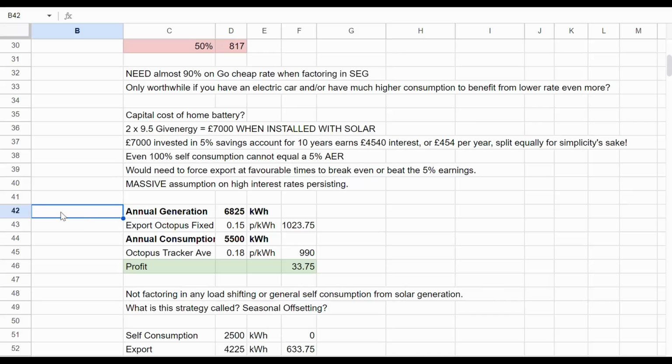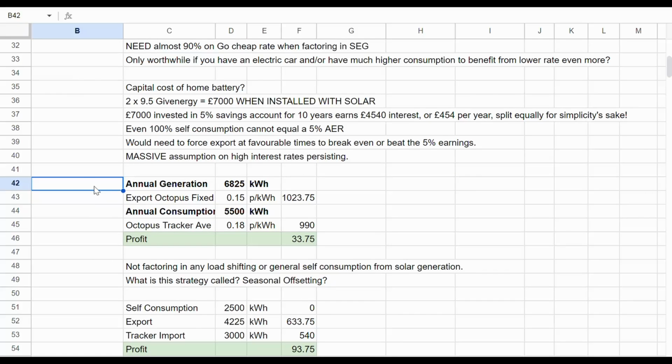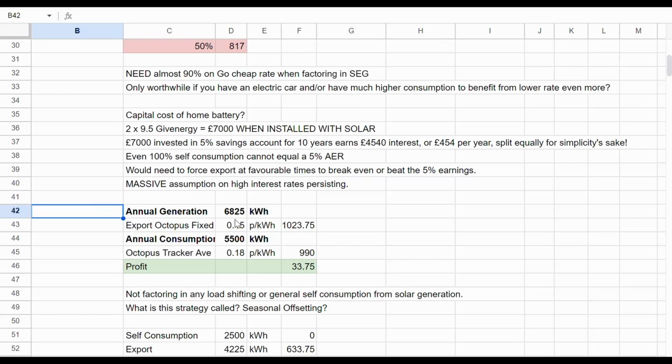So my annual generation for my proposed solar system is 6,825 kilowatt hours. That is what we're looking to put on the roof. If I exported all of that, then I'd be looking at £1,023.75. My consumption forecasted, both of these are forecasts, 5,500 kilowatt hours.